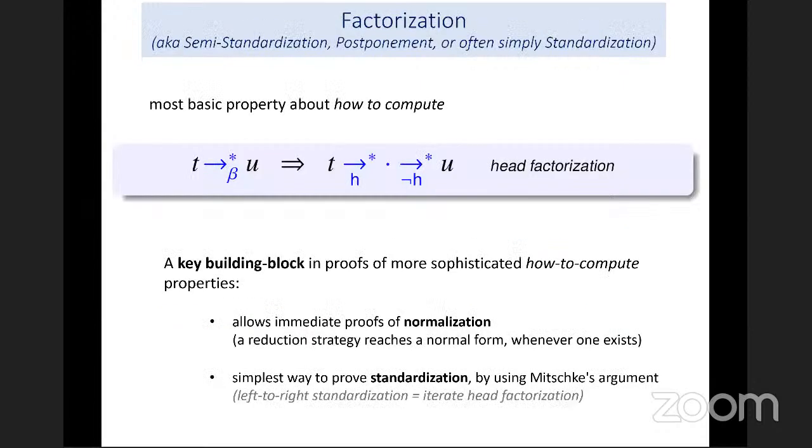So factorization is the most basic property about how to compute. The paradigm is head factorization. You have a sequence of beta steps and you can reorganize it as first the head steps and then everything else. And this is a built-in block in proofs of normalization and of standardization.